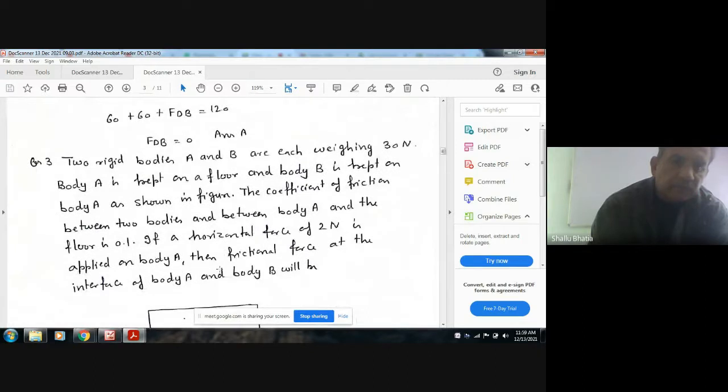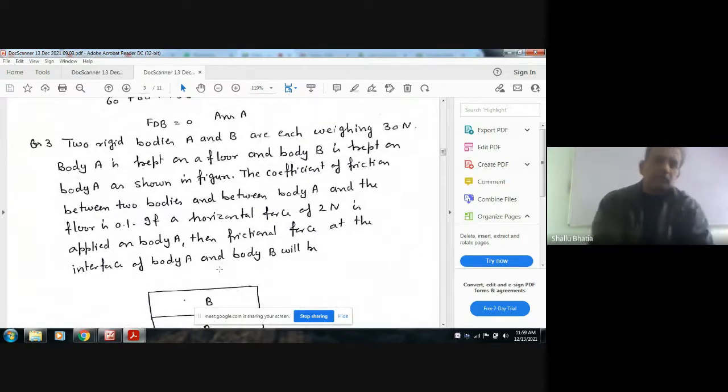Next, two rigid bodies A and B are each weighing 30 Newton. Body A is kept on a floor and body B is kept on body A as shown in the figure. The coefficient of friction between the two bodies and between body A and the floor is 0.1.